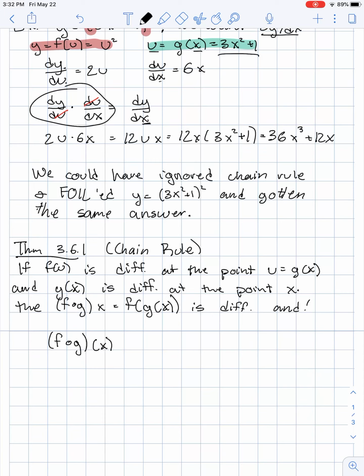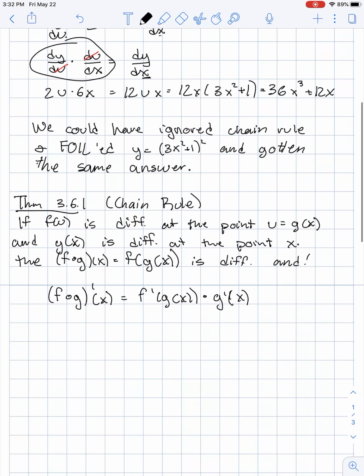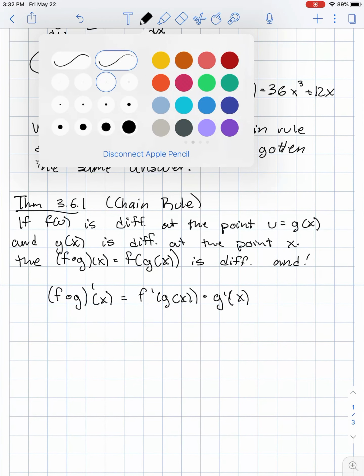And the derivative of this composition, well, that little x needs to be there. There we go. The derivative of it is going to be f prime of g of x times g prime of x.